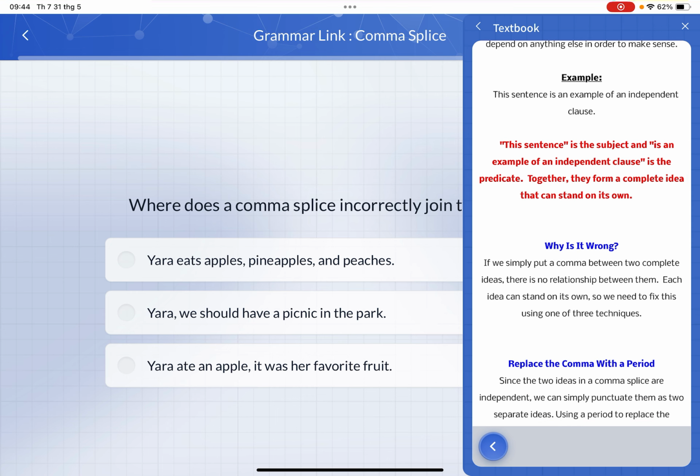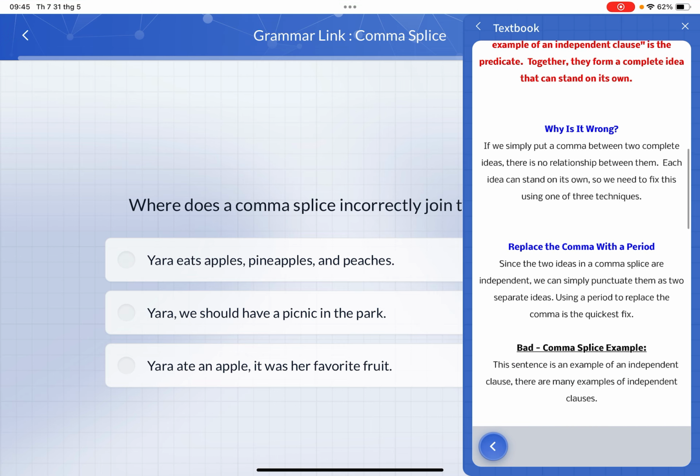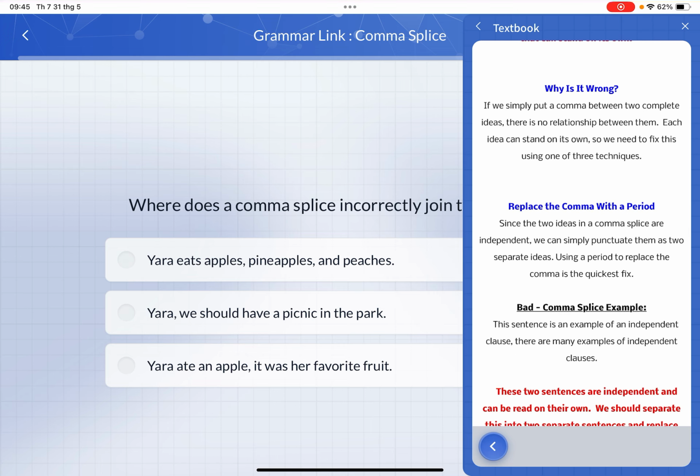This sentence is an example of an independent clause. "This sentence" is the subject, and "is an example of an independent clause" is the predicate. Together, they form a complete idea that can stand on its own. So, why is it wrong? If we simply put a comma between two complete ideas, there's no relation between them. Each idea can stand on its own, so we need to fix this using one of three techniques.